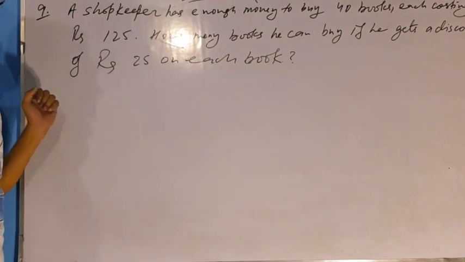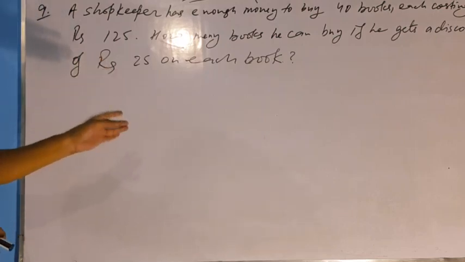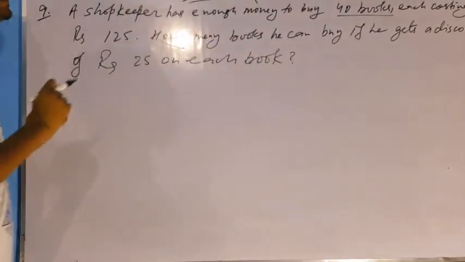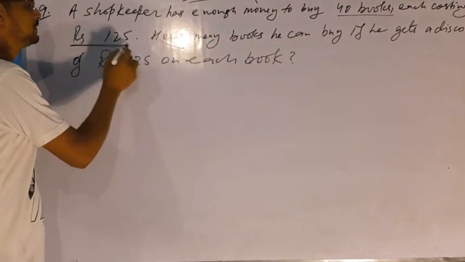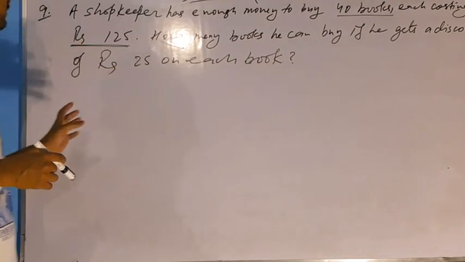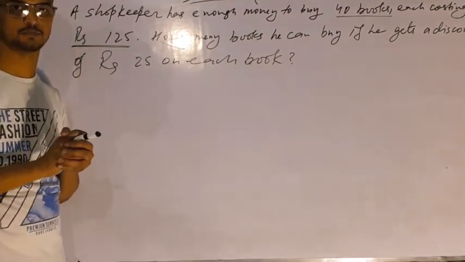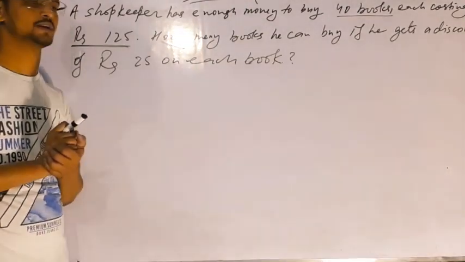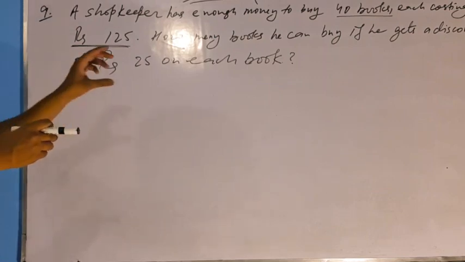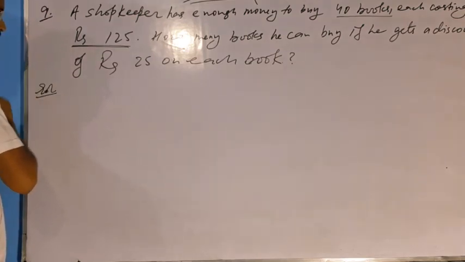In the next question, a shopkeeper has enough money to buy 40 books, each costing rupees 125. How many books can he buy if he gets a discount of rupees 25 on each book? Here we can find it directly in tabular form, or by using some statement, or after simplification of the question. We will do it by simplification of the question.